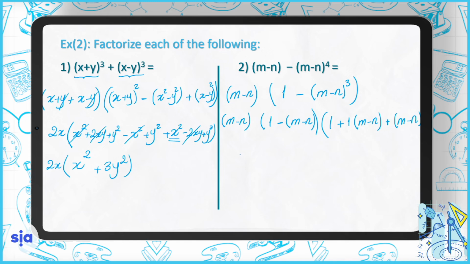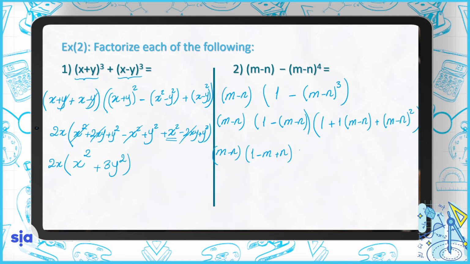Let's simplify this. We have here m minus n multiplied by 1 plus m minus n plus m squared minus 2mn plus n squared. And this is the final result, as they cannot be simplified more.